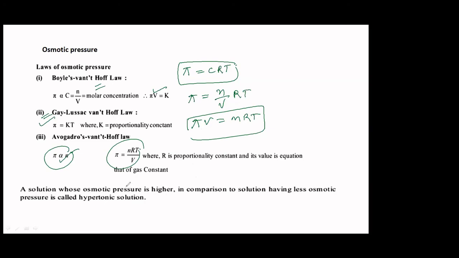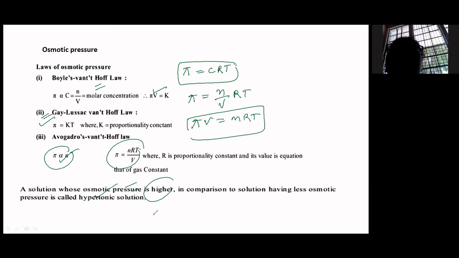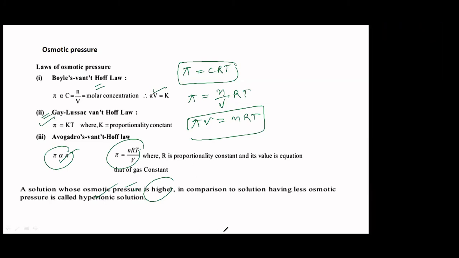A solution whose osmotic pressure is higher than the other one is said to be a hypertonic solution. Similarly, a hypotonic solution will have lower osmotic pressure. So isotonic solutions will have.